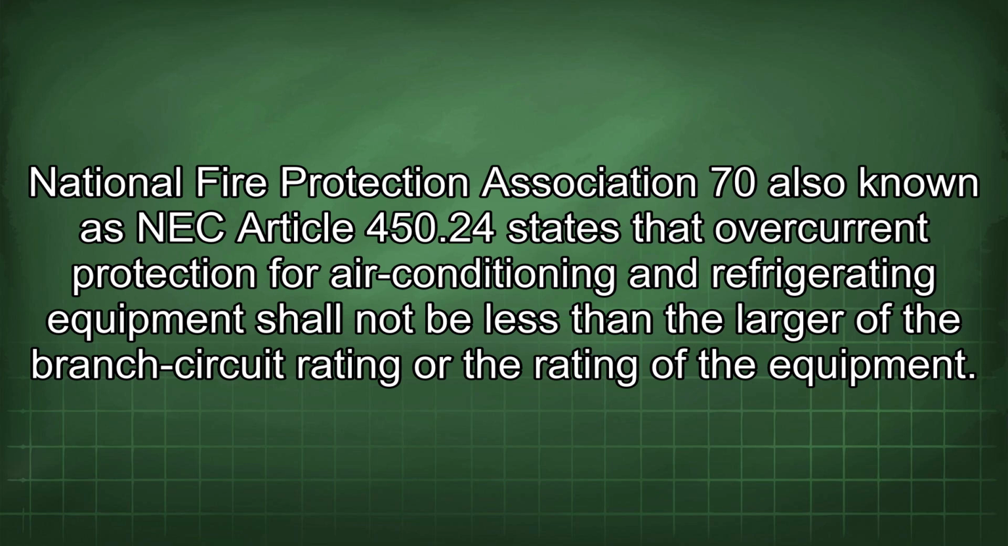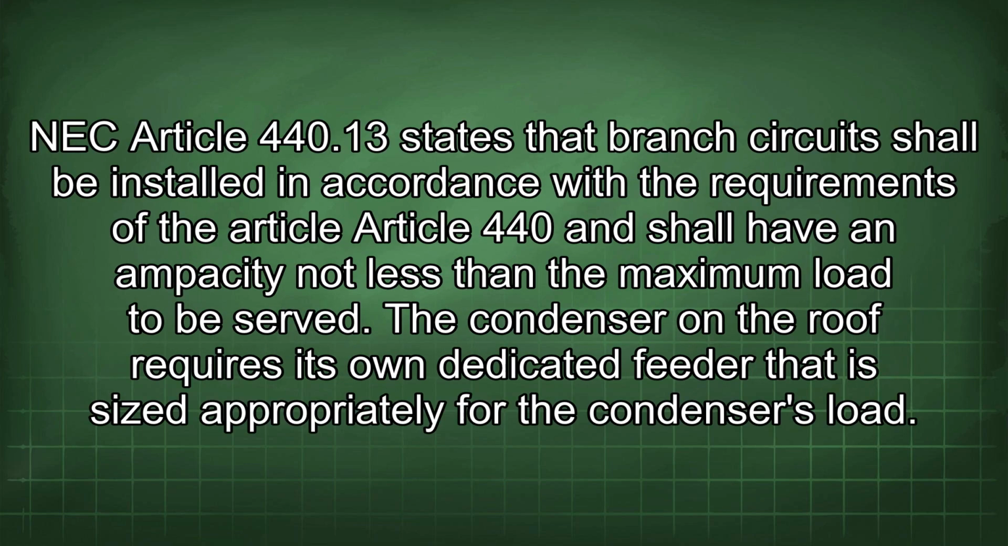450.24 states that overcurrent protection for air conditioning and refrigerating equipment shall not be less than the larger of the branch circuit rating or the rating of the equipment. NEC Article 440.13 states that branch circuits shall be installed in accordance with the requirements of Article 440 and shall have an ampacity not less than the maximum load to be served.